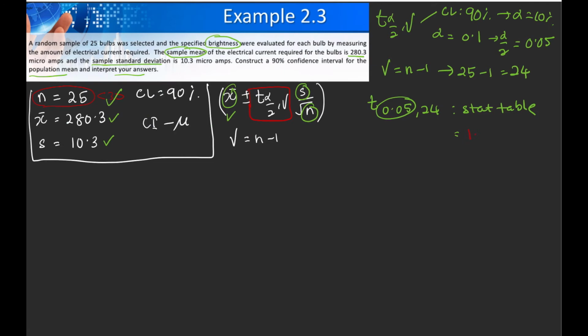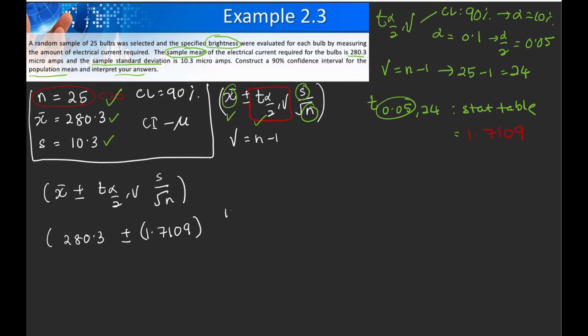So you put it back here, 1.7109. Now you got this value. What you have to do next is substitute all the information into your formula. The formula is X bar plus minus T alpha over 2, nu, S over square root n. Then you substitute: X bar is 280.3 plus minus 1.7109 times S, which is 10.3, divided by square root 25.